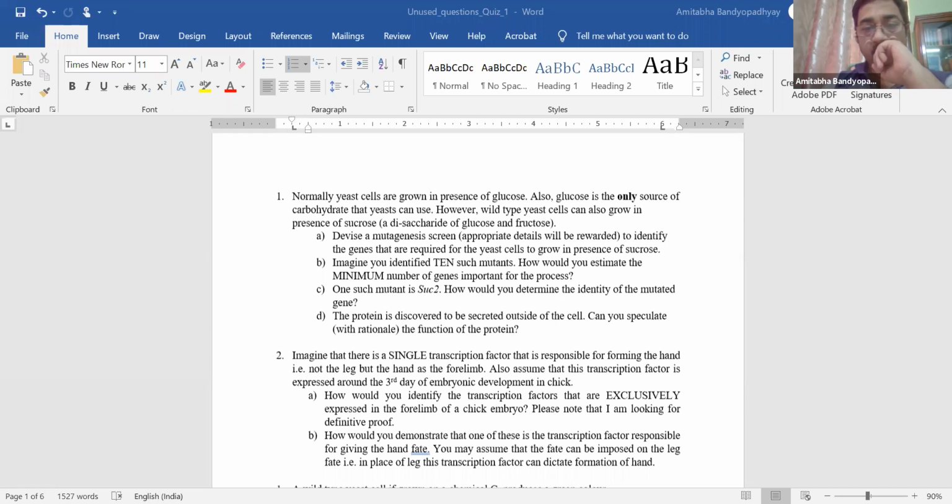So if we do RNA in situ hybridization, then we can actually, but again we should know the antisense sequence of the transcription factor. No, you should know the sequence of the transcription factor. Then everything else will be fine. Yes.